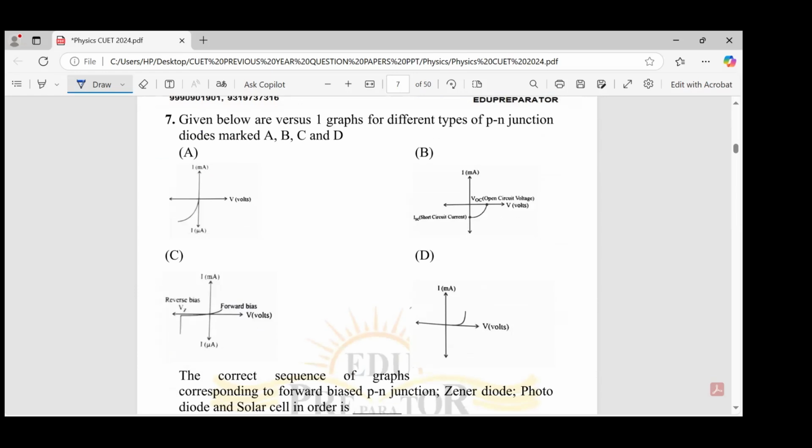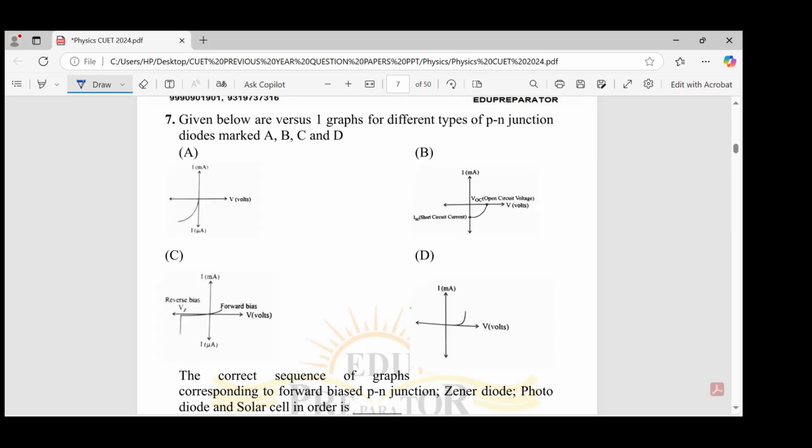Now, question number 7 is related to a topic which you have not completely studied in your 12th class syllabus. We have these as the general graphs for junction diodes. We have different types of junction diodes like photodiode, solar cell, Zener diode, right? So these are the typical characteristics of them.